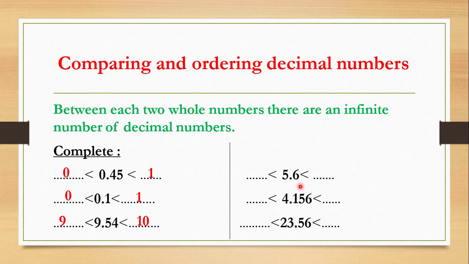Let's move to 5.6. This number lies between 5 and 6. Okay, 4.156. This number lies between 4 and what is the number just after 4? The whole number just after 4 is 5. So this number lies between 4 and 5. 23.56: this number lies between the whole number 23 and the whole number 24.